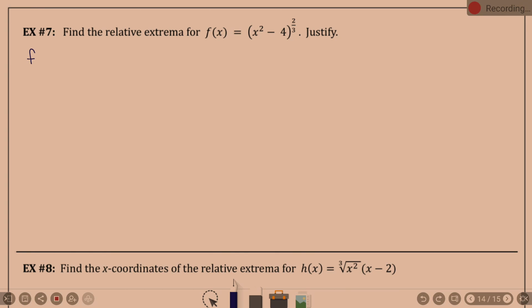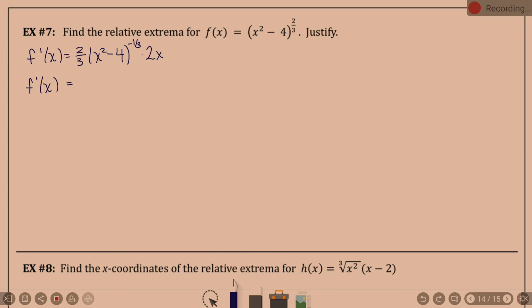2/3 times x squared minus 4 to the negative 1/3 times 2x, which is 4x over the cube root of x squared minus 1. If you go one more step, which is what we're going to have to do here in a moment. Okay, so, oh wait, time out.